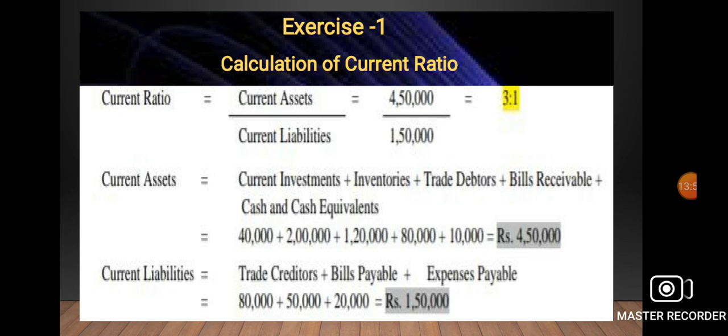In this question, current assets means current investment plus inventories plus bills receivable plus trade debtors plus cash and cash equivalent. Current investment rupees 40,000 plus inventories rupees 2 lakh.